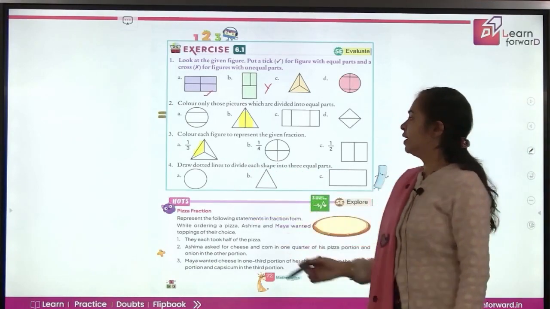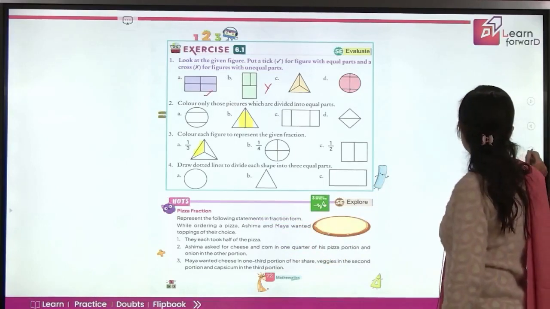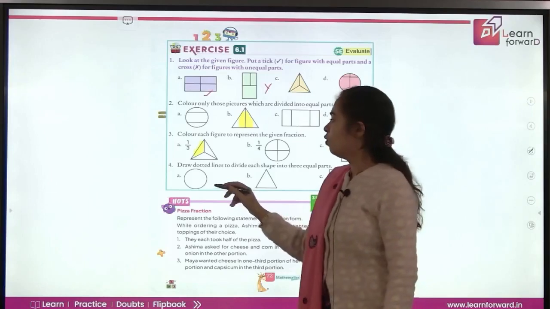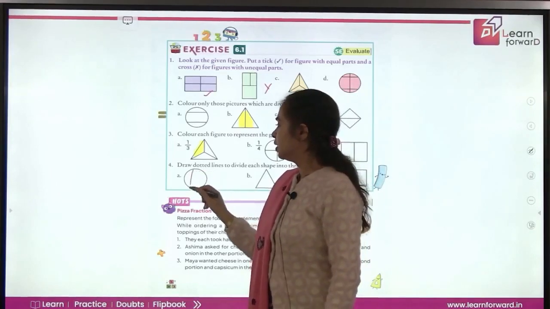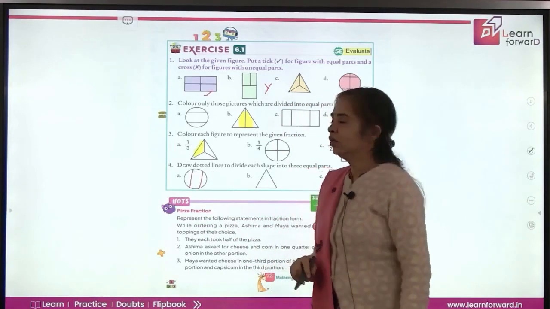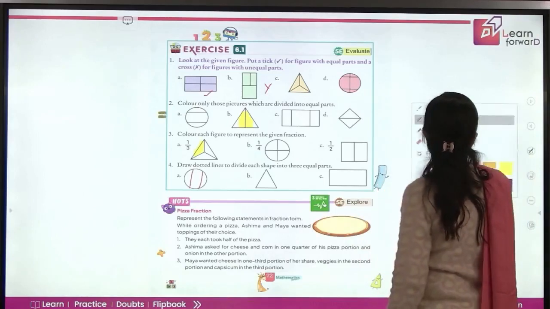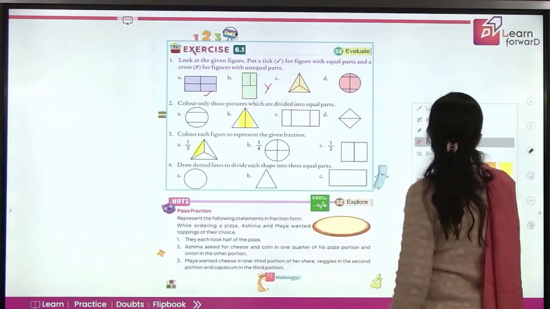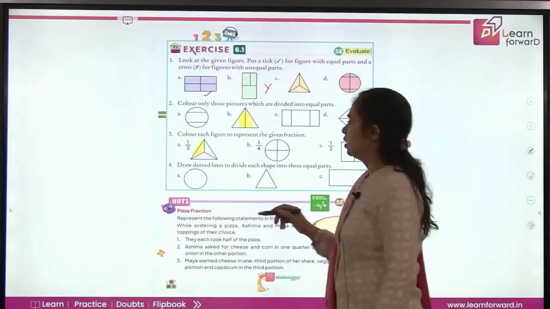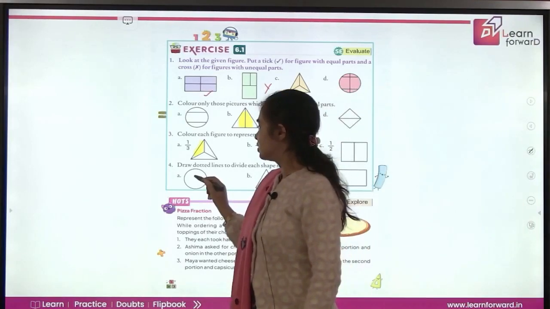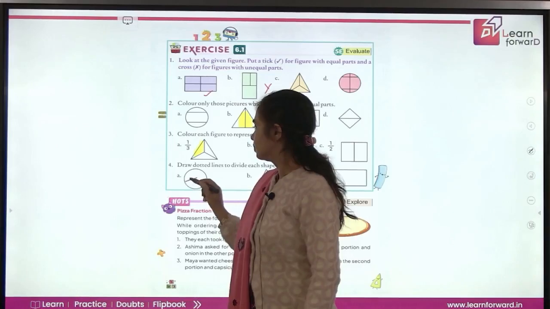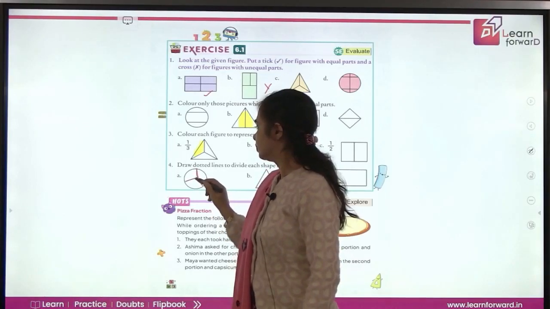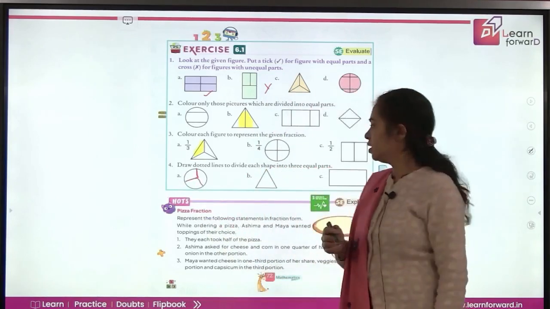Draw dotted lines to divide each shape into 3 equal parts now. So how will you divide 3 equal parts? Can we do it like this? No. So you have to remember that the 3 parts should be equal. That is very important. So let's divide them like this. So this way you get 3 equal parts.